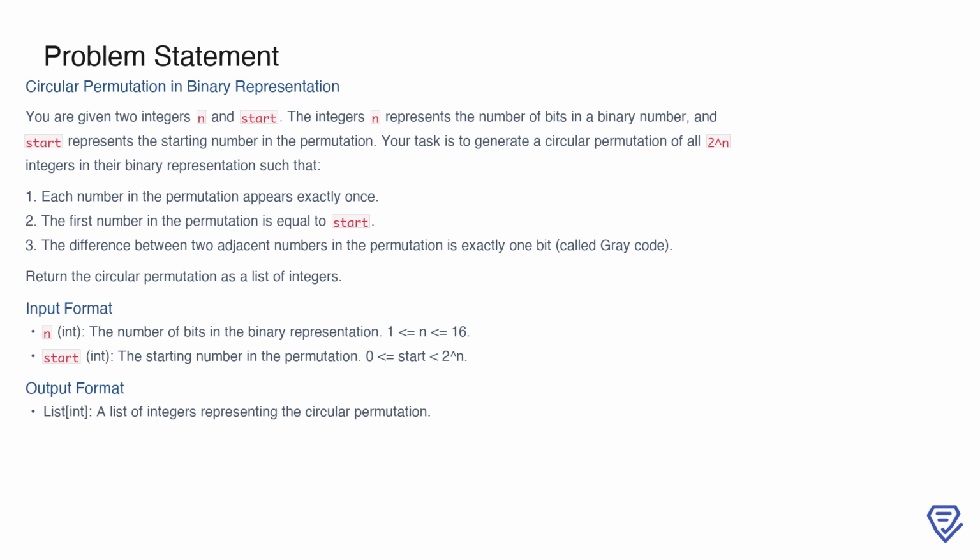The goal is to create a sequence of all 2^n integers such that each number appears exactly once. Importantly, the sequence must start with the number given as start, and every two adjacent numbers in the sequence must differ by exactly 1 bit. This 1-bit difference is characteristic of what's known as gray code. The output should be a list of integers representing this circular permutation.